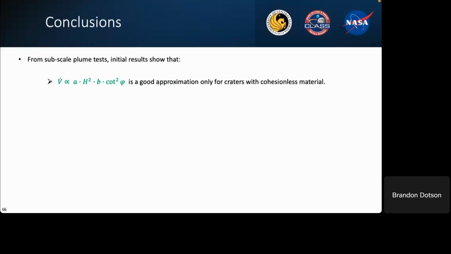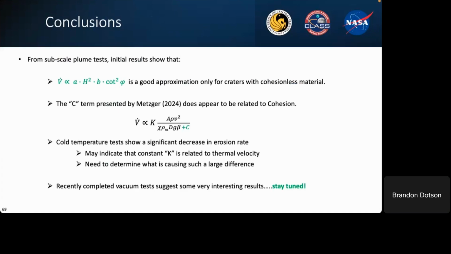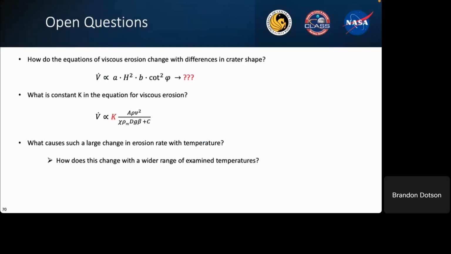And then let's go ahead to the conclusions here now that we're on time. So that initial approximation works pretty well for cohesionless material like glass beads, but we need to rethink that for materials with cohesion. We think this equation that Phil came up with is actually a pretty good one. Still trying to figure out what k is. And c does seem to be related in some form to cohesion. So with that, I'll go ahead and wrap up there. Thank you for your time.